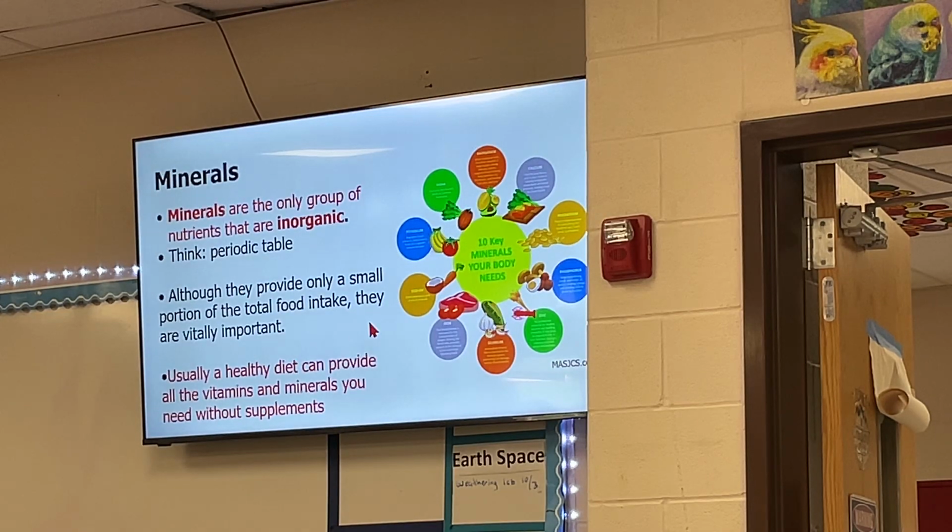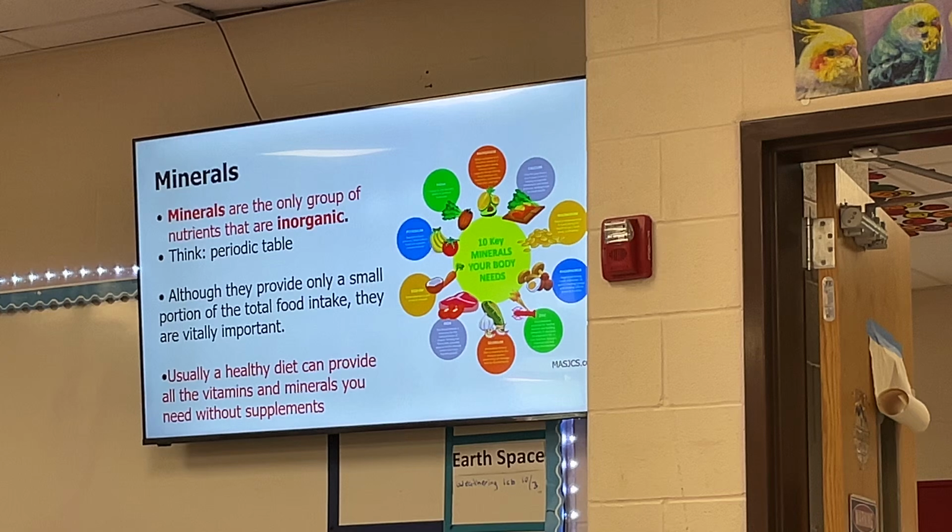All right, so minerals. They're the only group of nutrients that are inorganic, and our body does need them. Usually a healthy diet can provide all the vitamins and minerals you need without supplements. So if you're eating the right kinds of foods and a variety of fruits and vegetables, then you usually don't have to take supplementary vitamins. There are exceptions to this.